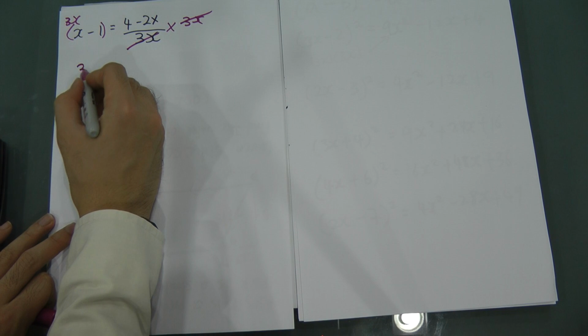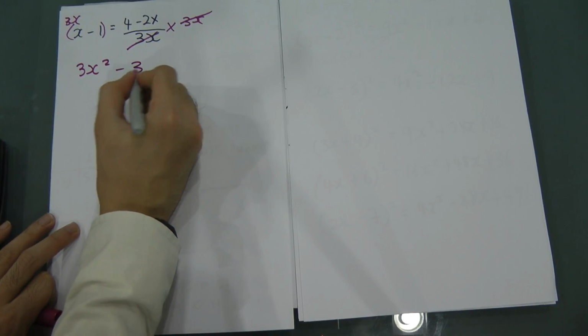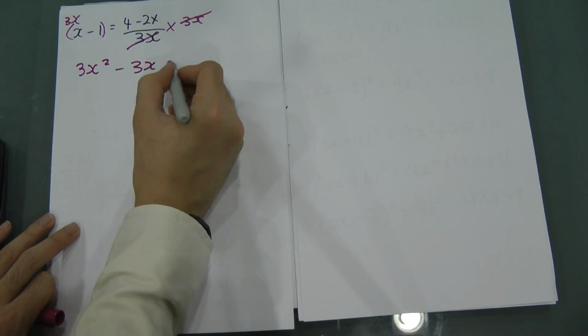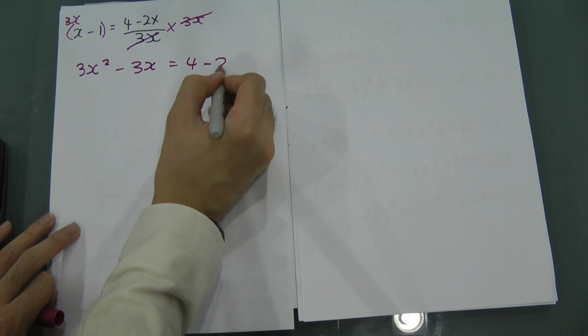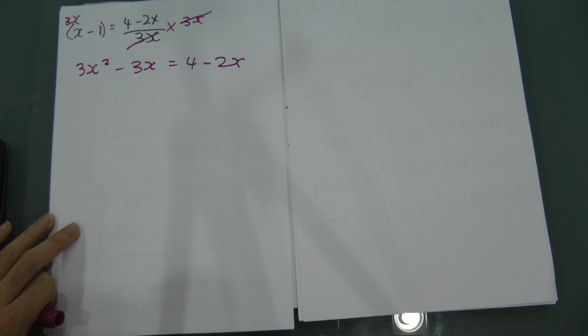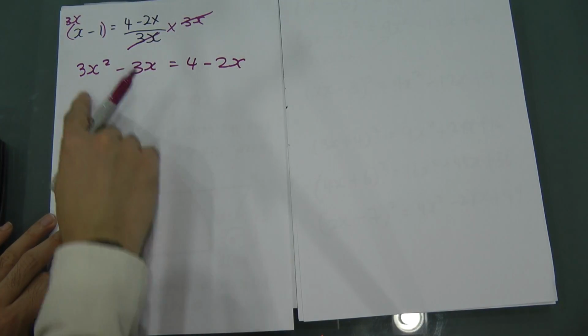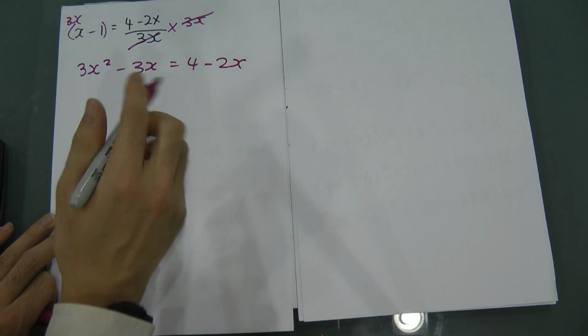So here will be 3x multiple x, we got 3x squared. And then 3x multiple negative 1, we got negative 3x. Okay, you equal to 4 minus 2x. Okay, and then rearrange into the general form. Rearrange into the general form, this one called 3x squared.